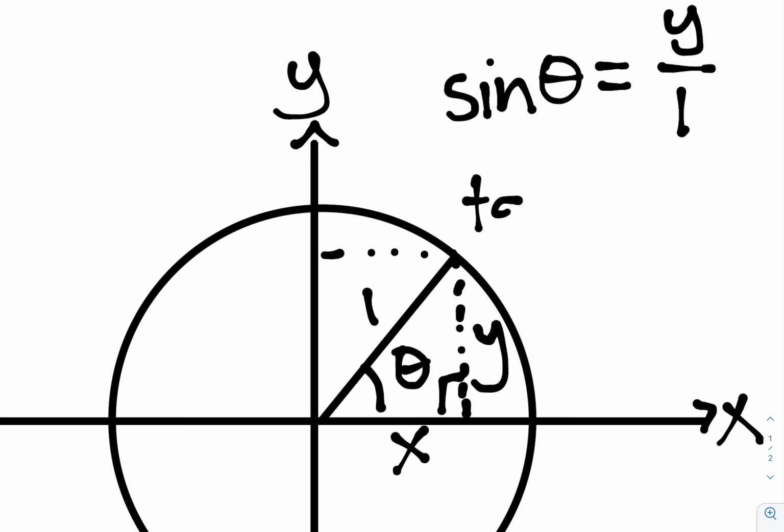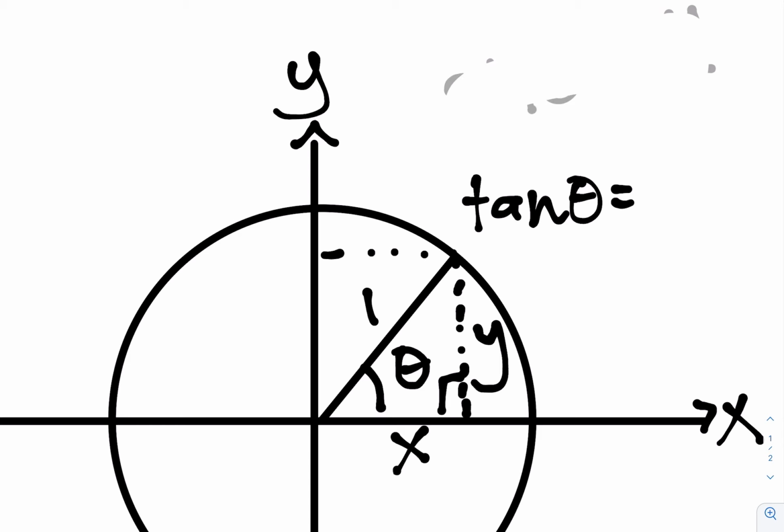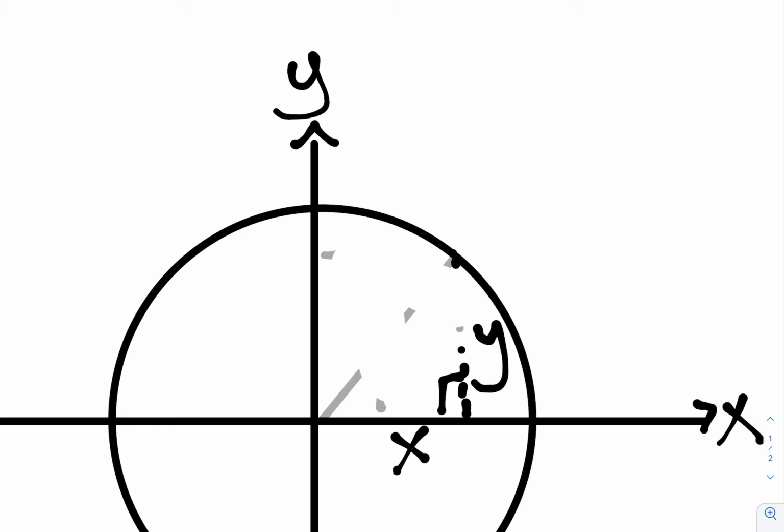Okay, tan theta, for example, what would that be? Well, tan theta would be opposite over adjacent, which would be y over x. So whenever the radius is 1, it's really easy to write out the different trig ratios in this form. So right now we're only going to be dealing with sine and cosine, right? So I'm just going to erase this here. Try and keep the circle there.